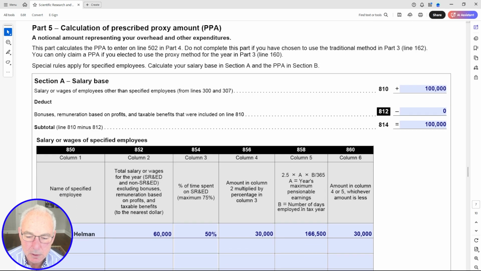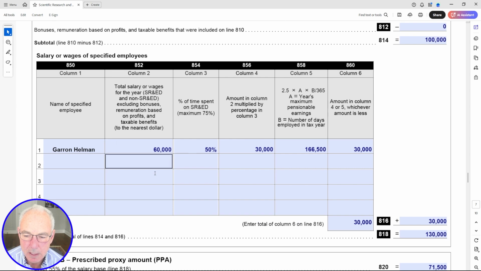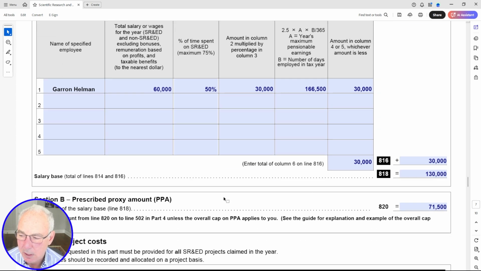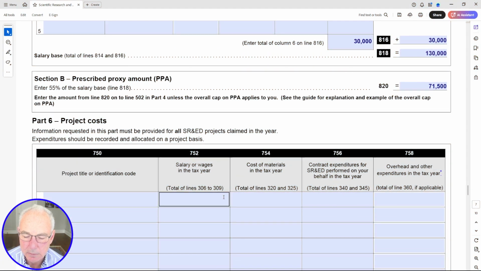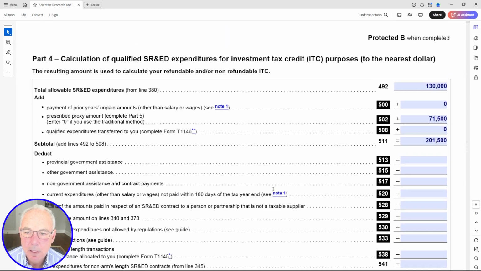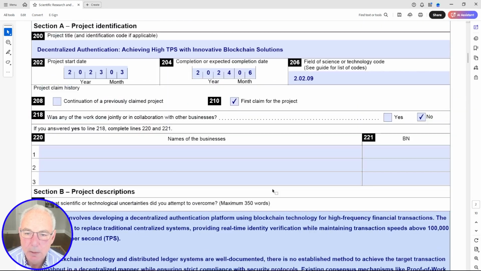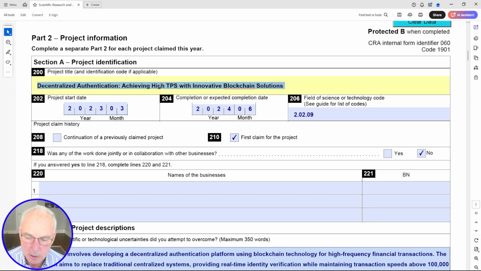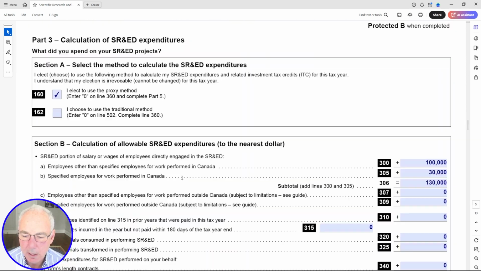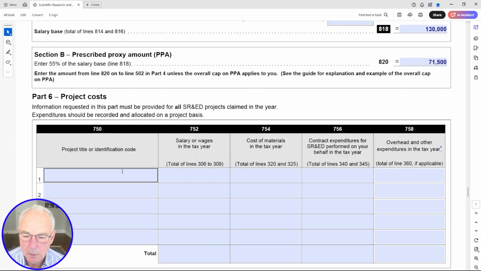So now we go on to the next phase, because we've already entered the information in here, and that is the project costs. So for each project, it's important to have a line item here that shows you how much money was spent on that project. So let's go up to the project title to make sure we've got the correct one, because we only have one project this year. And scroll down back to that form, which is right here.